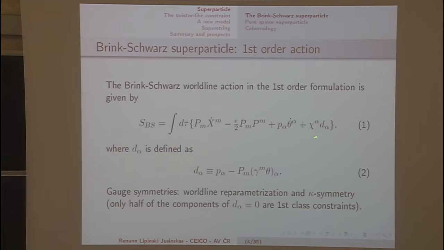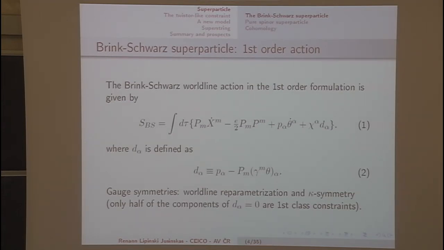And then you have P and theta. Theta is the superpartner of this target space coordinate X. P is the conjugate. And you have here this other Lagrange multiplier, chi alpha, imposing this other constraint, d alpha equals p alpha minus p. So this is connected to kappa symmetry. And this other Lagrange multiplier is the reparametrization symmetry. As you probably know, of this d alpha, only half of it is first class. So it's one of the difficulties in quantizing this particle in a covariant way.